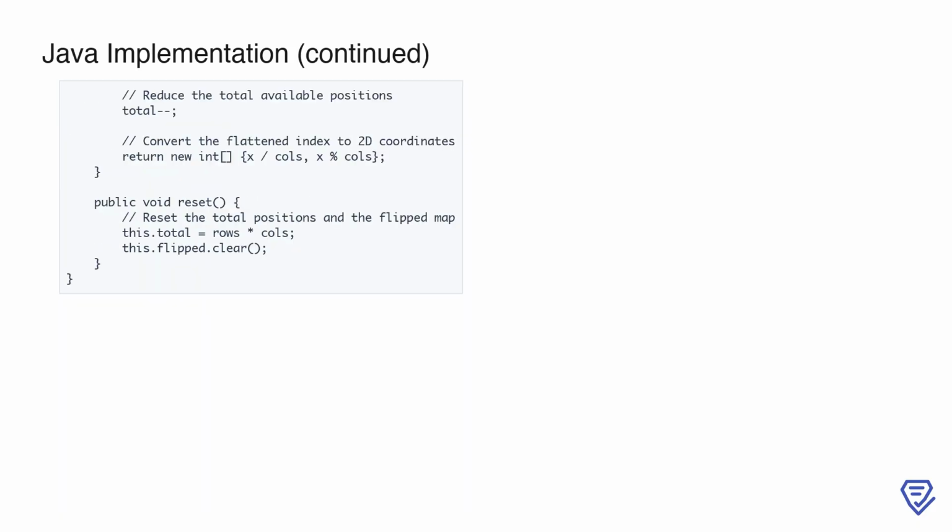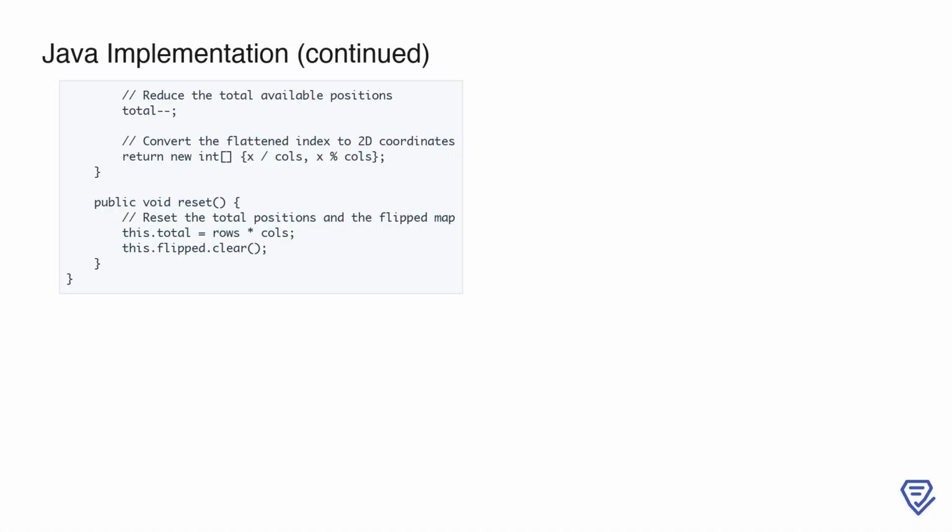After updating the flipped map, the total variable is decremented to reflect that one fewer position is now available for flipping. With total reduced, we convert the chosen flattened index x back into its corresponding two-dimensional coordinates using integer division and modulus operations. The result is returned as an array containing the row and column indices. This ensures the function outputs the position of the flipped cell in the original matrix format.